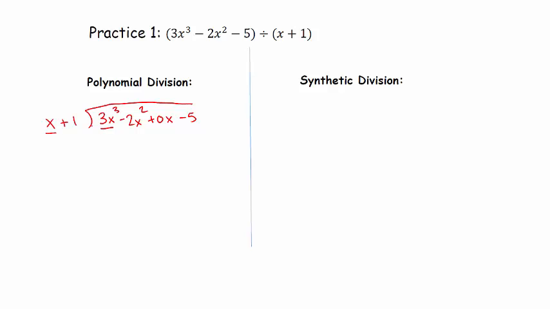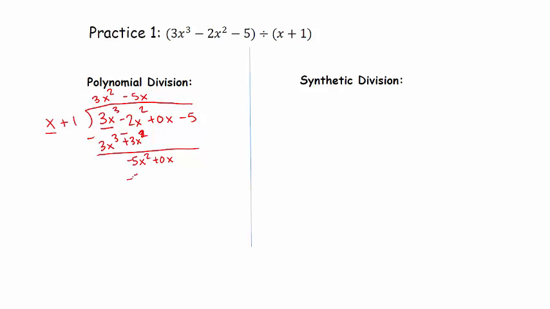So we need to ask ourselves, how many times does x go into 3x cubed, which is 3x squared. 3x squared times x, 3x squared times 1, and then subtract. So negative 2 minus 3 makes negative 5, and then we do it all over again. So x is going to go into negative 5x squared, negative 5x times.